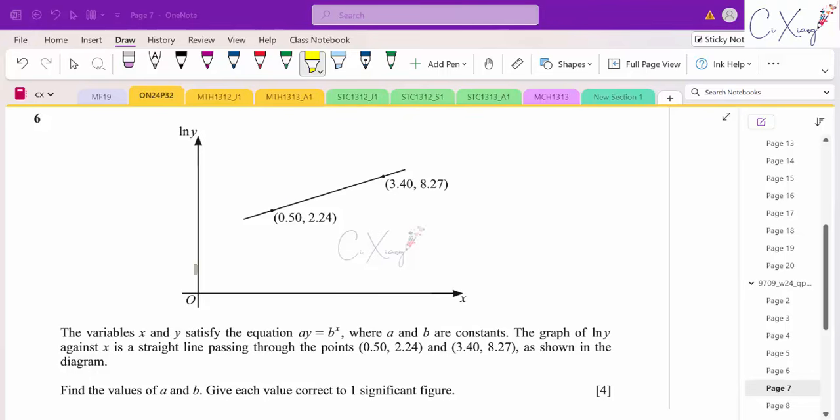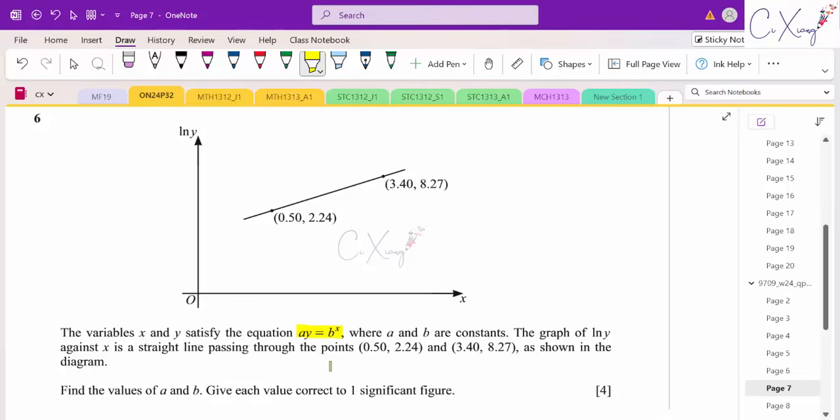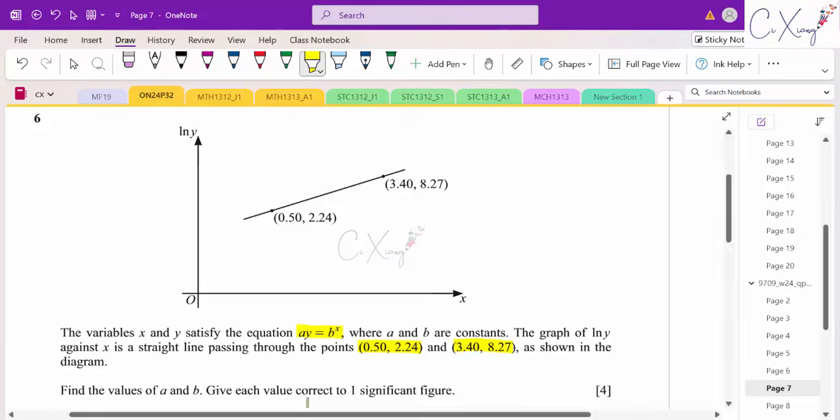Okay, so we are now at question number 6. We are given that the variables x and y satisfy the equation a y equals b power x, where a and b are constants, so the graph of ln y against x is a straight line passing through these points, as shown in the diagram. Find the values of a and b, giving each value correct to one significant figure. Okay, so the original equation is a y equals b power x.